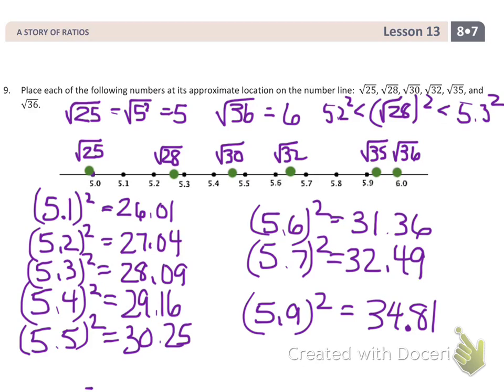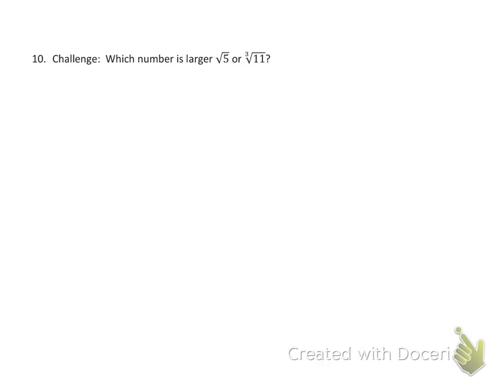All right, now let's move on to challenge problem number 10. Which number is larger, the square root of 5 or the cube root of 11? Okay, so we might need to do some hunting around on this one.